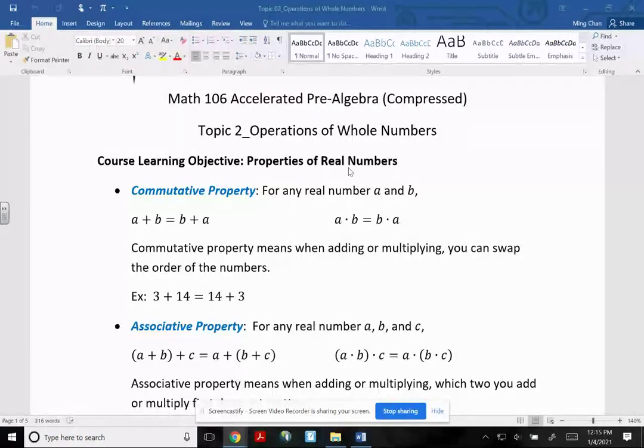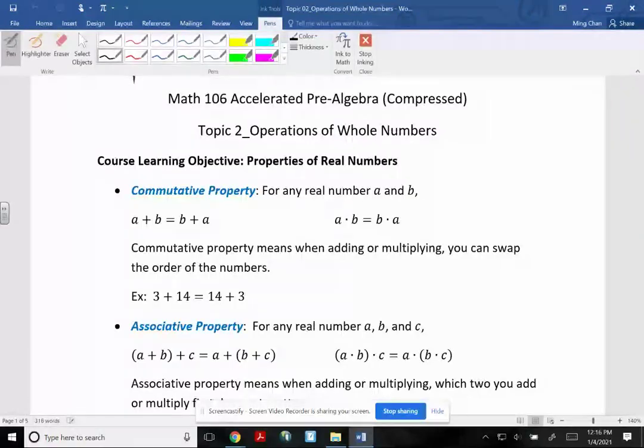Commutative property says for any real numbers A and B, okay, so these numbers A and B are real numbers. They can be whole numbers, decimals, fractions. A plus B is the same as B plus A. What that is really saying is when adding or multiplying, you can actually swap the order of the numbers. Why is that? It makes the computation a little bit easier. So here my example says 3 plus 14 is equal to 14 plus 3.